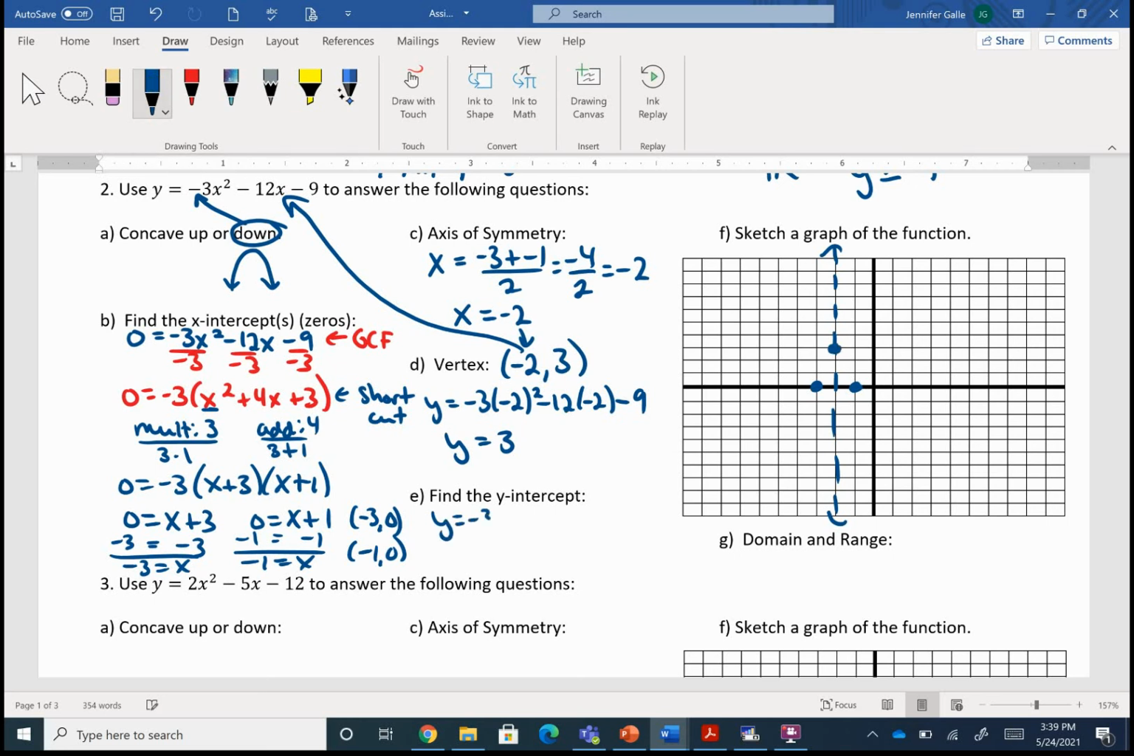Y-intercept, if you want to show the work of putting 0 in for x, you can. If you want to go through the work to put that in your calculator, you can. These terms just all equal 0. We're left with -9. Make sure you graph the y-intercept at -9 and then reflect it over that axis of symmetry. Domain, all real numbers. The range, we're opening down, so y is less than or equal to the y value at the vertex, which is 3.